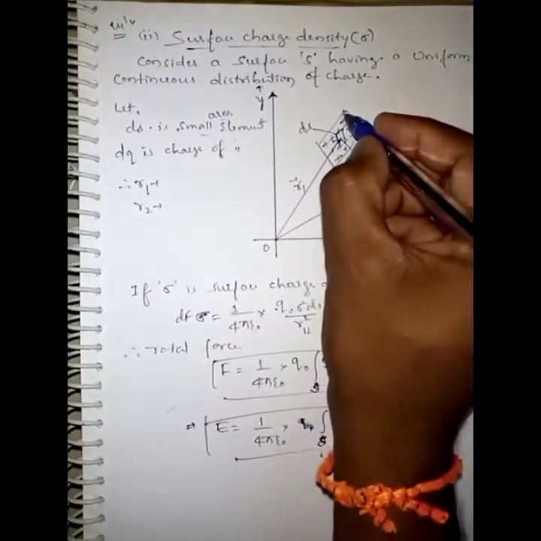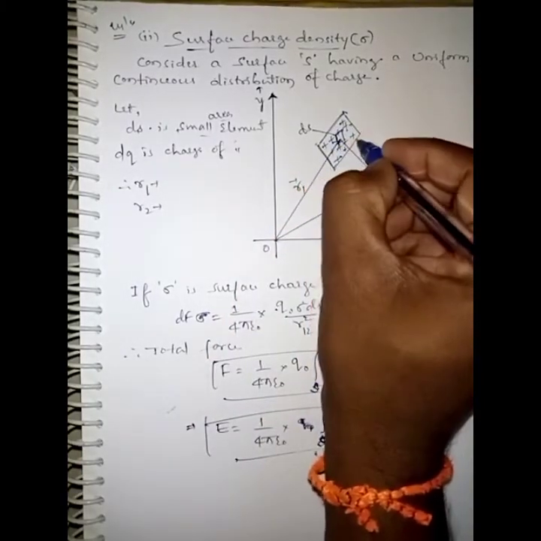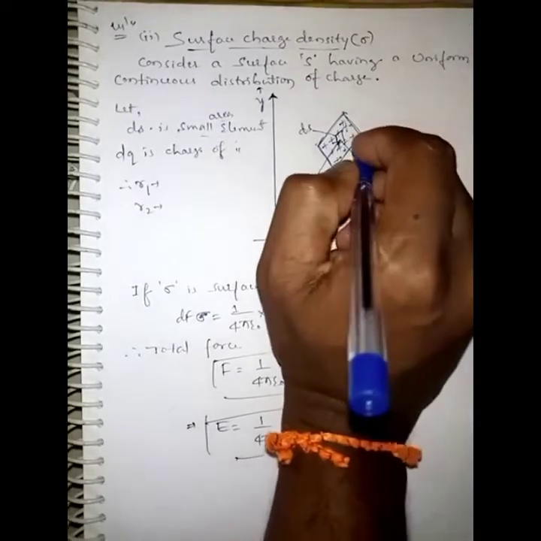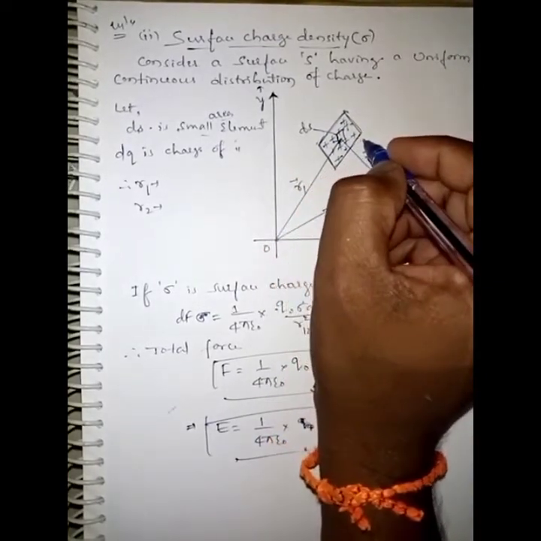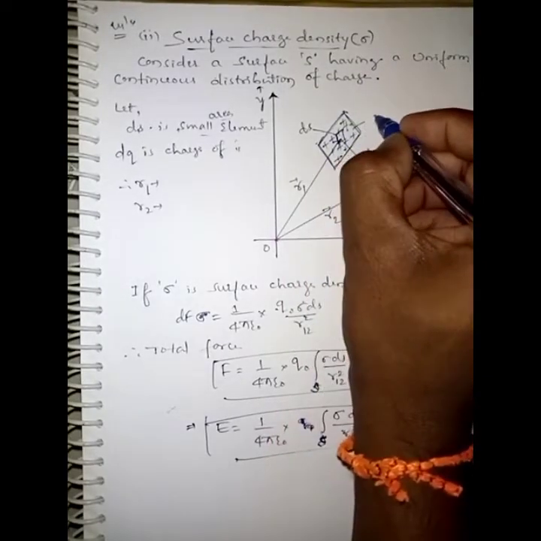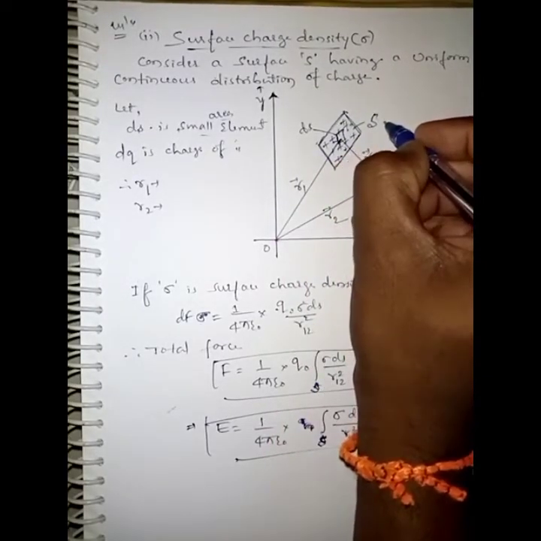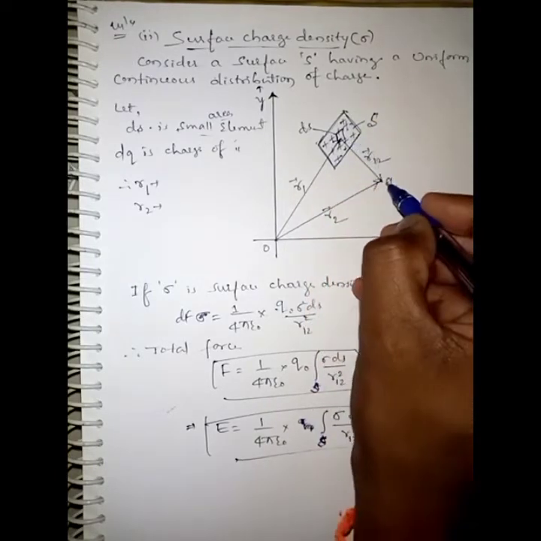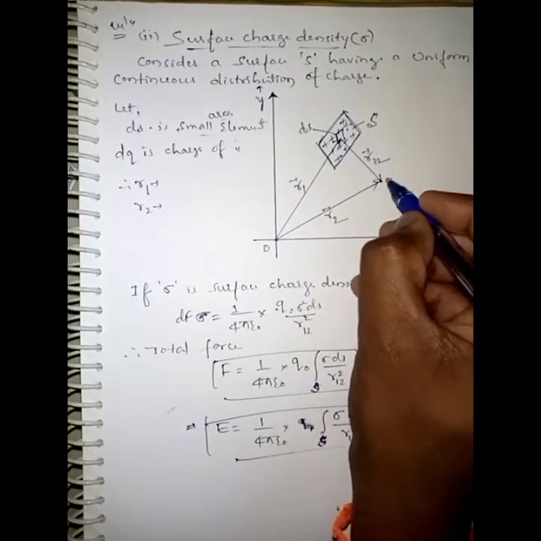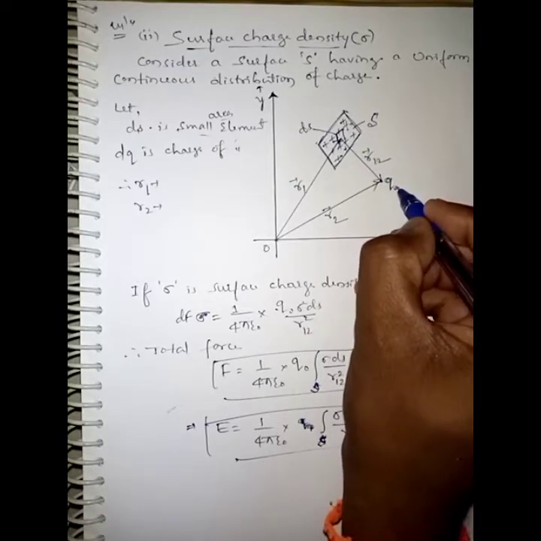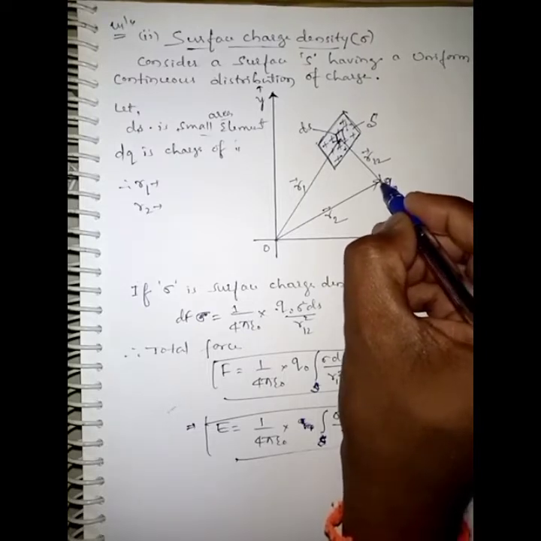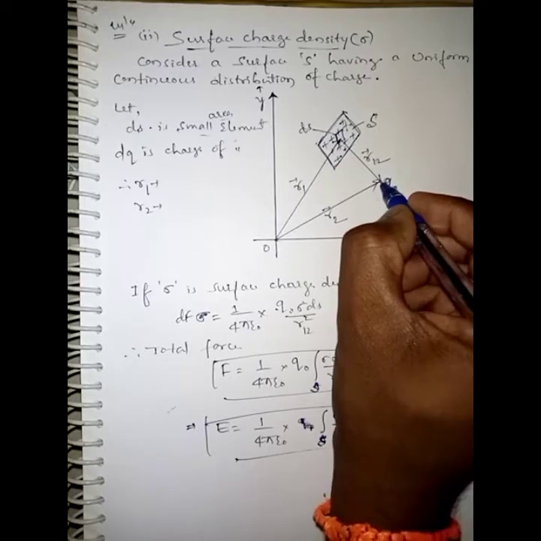Now here I am considering a thin sheet. It has charge q and its total area is S. Due to this sheet, what is the electric field and what is the force acting on the test charge q naught at this point? We have to calculate that now.